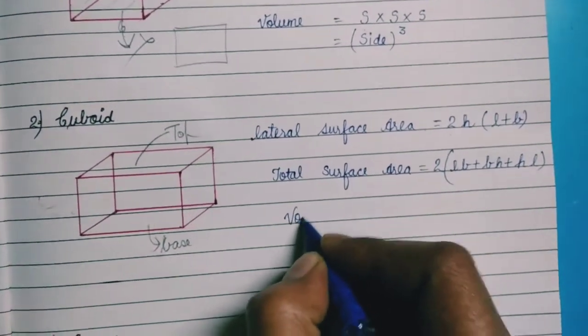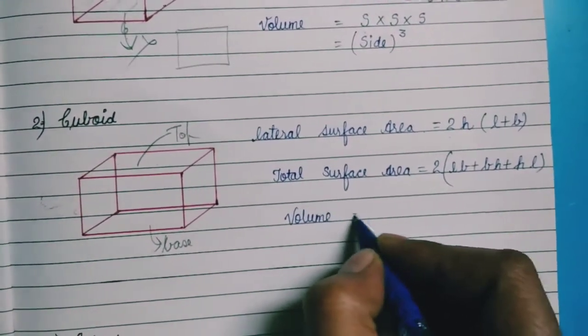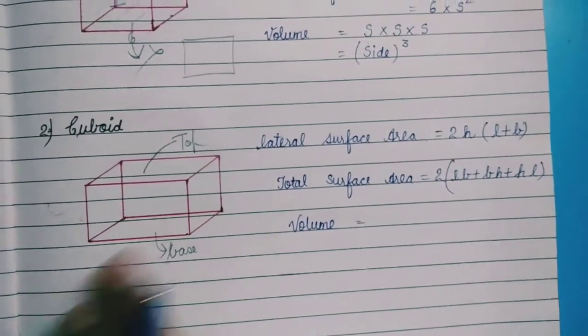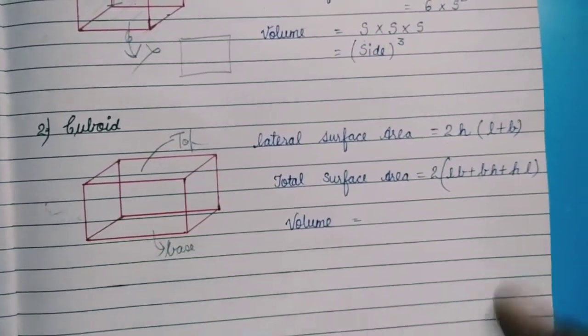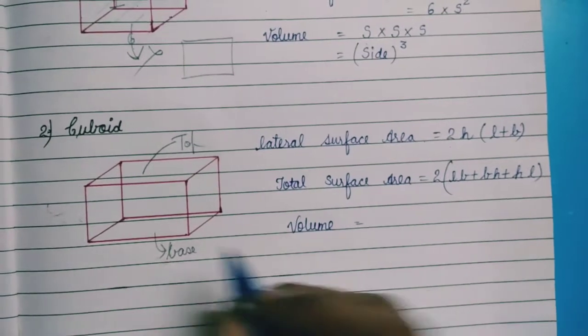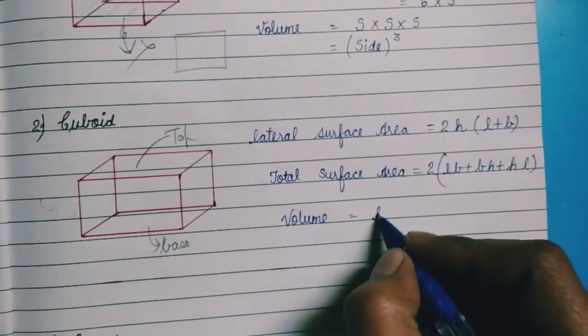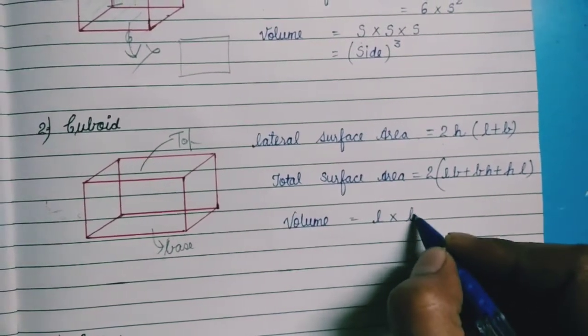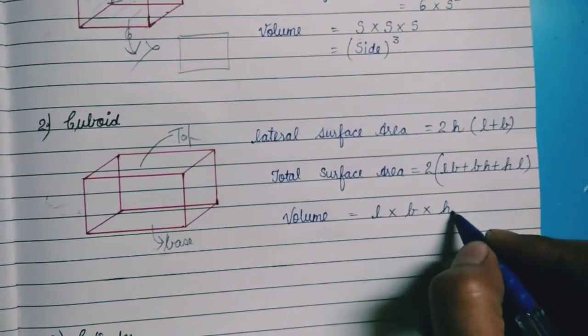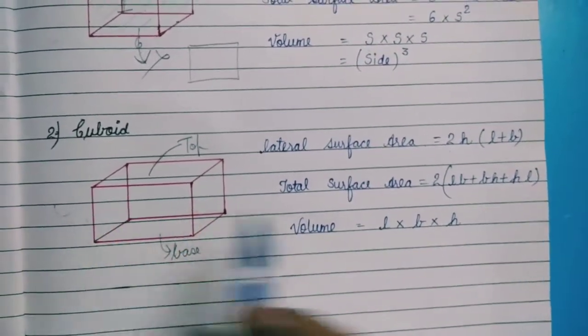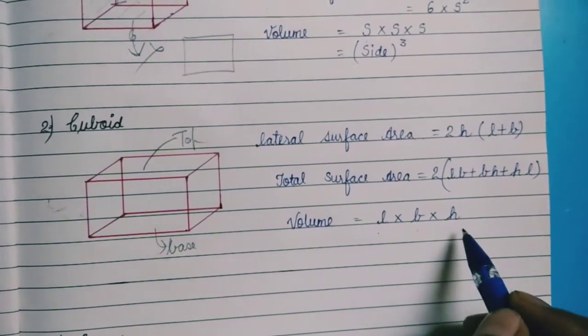And its volume means how much material can be fixed inside the cuboid. So we have 3 kinds of measurement in a 3D shape. First one is length, then breadth, then height. So the volume of a cuboid is length into breadth into height.